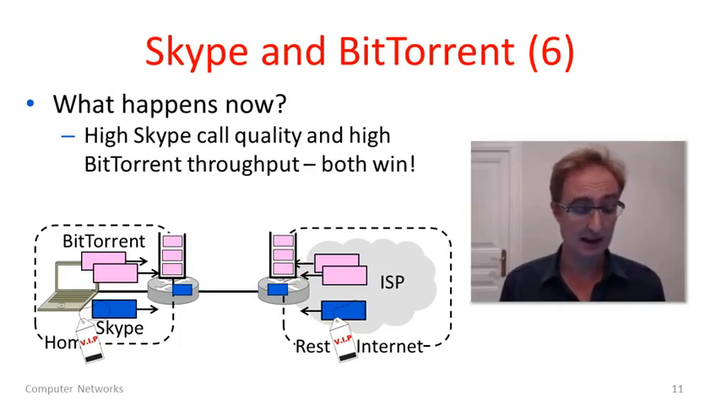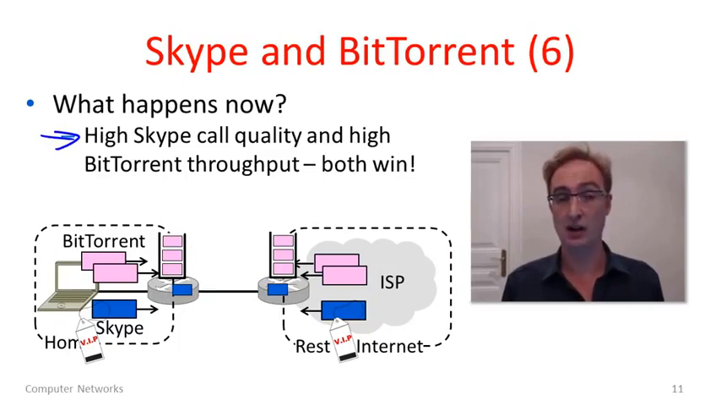What's going to happen if we do this? Well, guess what? Now we're happy for both of the applications. We get a high call quality for Skype because the Skype packets see low delay and low loss. And at the same time, we get a high throughput for BitTorrent because BitTorrent gets all of the bandwidth that's left over that Skype's not using. So in fact, if Skype is not running concurrently with BitTorrent, BitTorrent would get all of the bandwidth. And that would never happen if we divided our access link, for instance. So BitTorrent is getting as much throughput as it can.